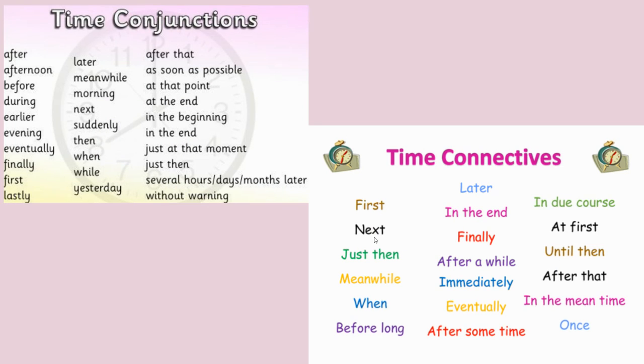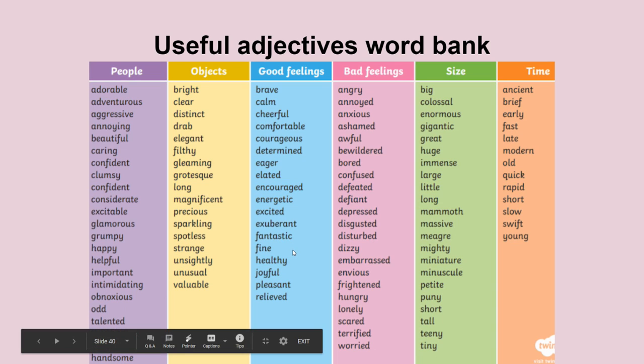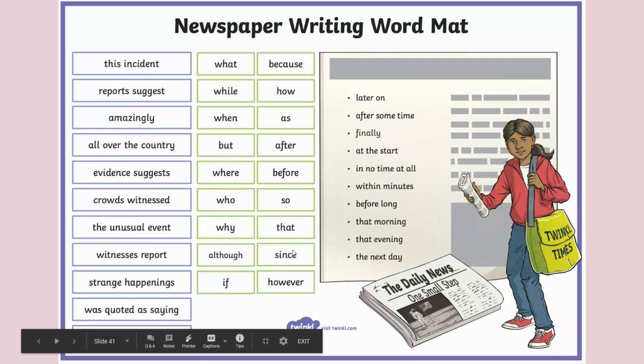Same with the time connectives and conjunctions as well. These will be useful at the start of your sentences, just like I explained with the fronted adverbials. You also have some word banks that you can use. These will be particularly useful, as I said before, when you are doing your work and you're wanting to include some words to add that bit more excitement and that bit more tension. You might want to pick one of these and get yourself a thesaurus and up-level it even further.